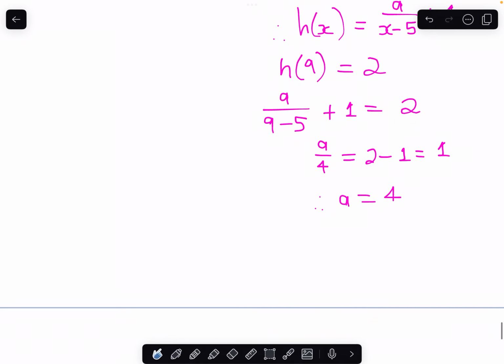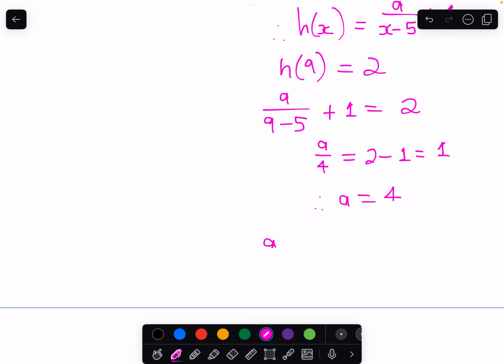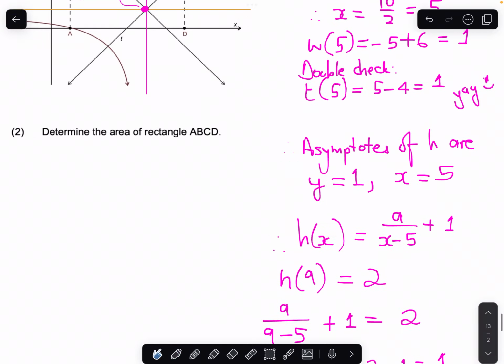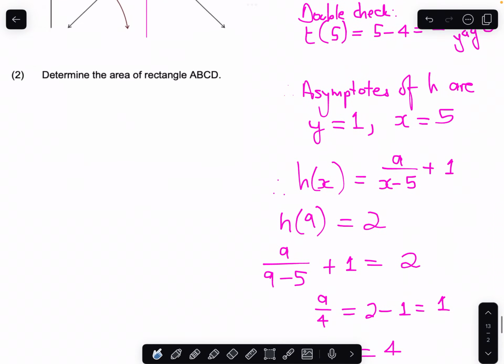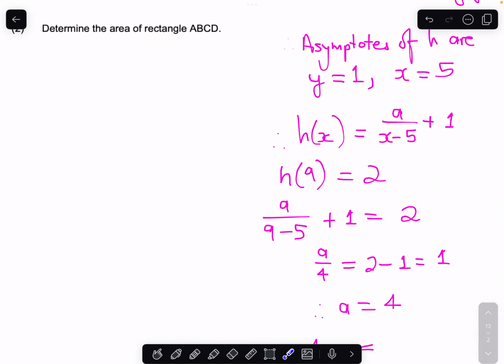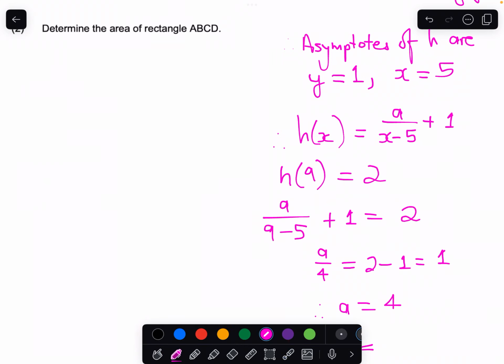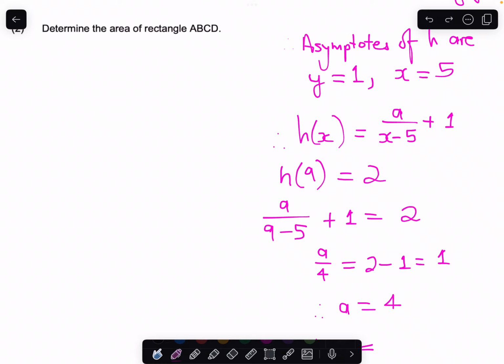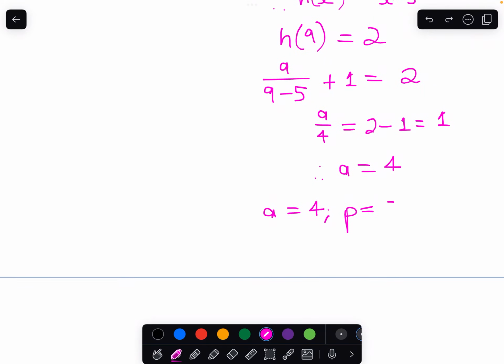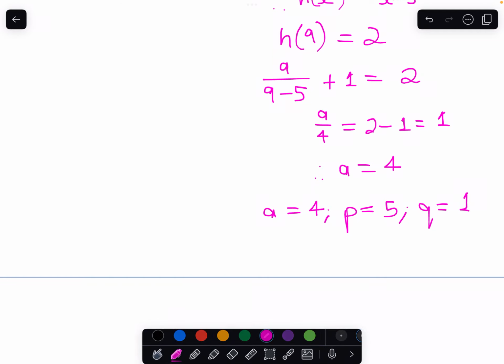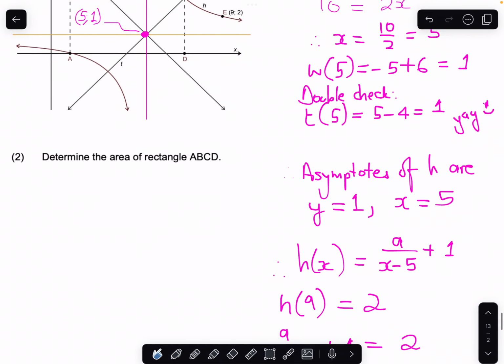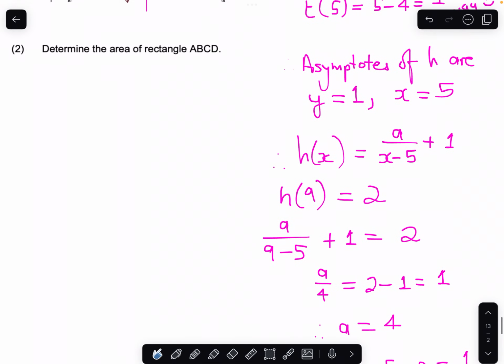So all in all, we now know that a is 4. In x minus p, we found that at the bottom we have x minus 5, so p is equal to 5, and then q is equal to 1. I think we have plus q up there, and in our equation it's plus 1. So that's that on that.